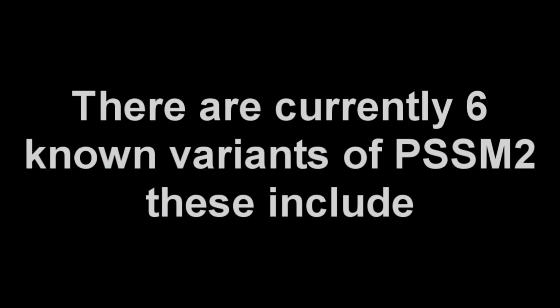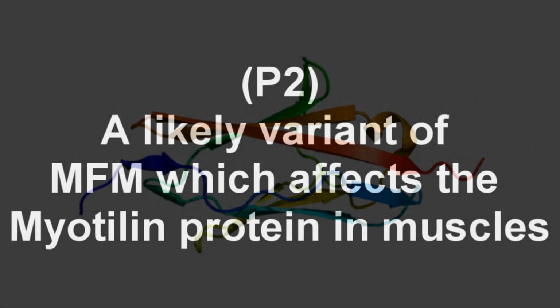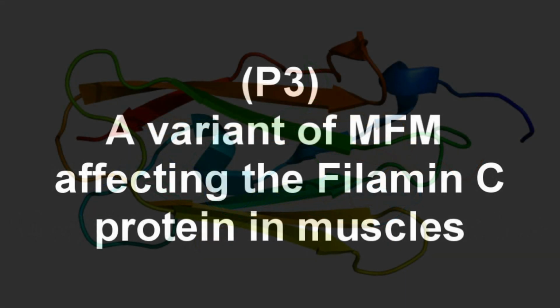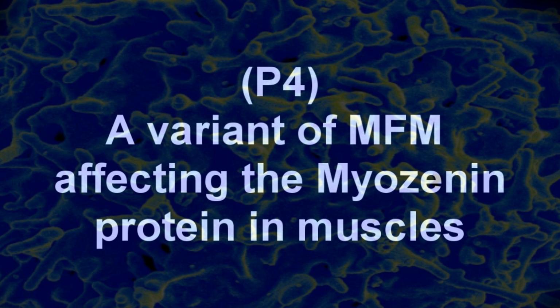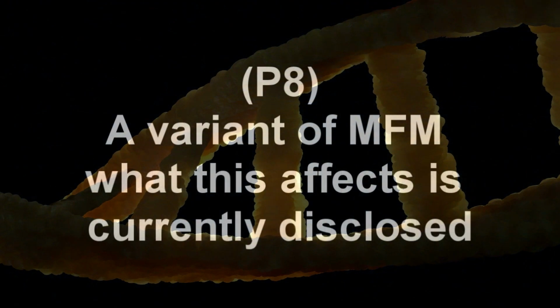There are currently 6 known variants of PSSM2. These include P2, a likely variant of myofibrillomyopathy which affects the myotilin protein in muscles; P3, a variant of myofibrillomyopathy affecting the filamin C protein in muscles; P4, a variant of myofibrillomyopathy affecting the myoxenin protein in muscles; P8, a variant of myofibrillomyopathy. What this affects is currently disclosed.